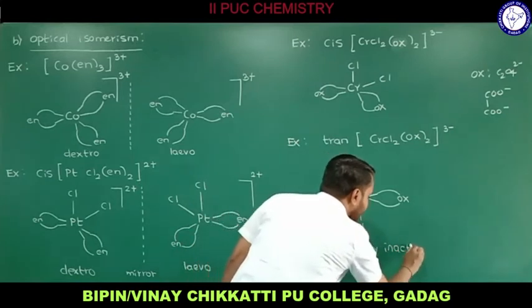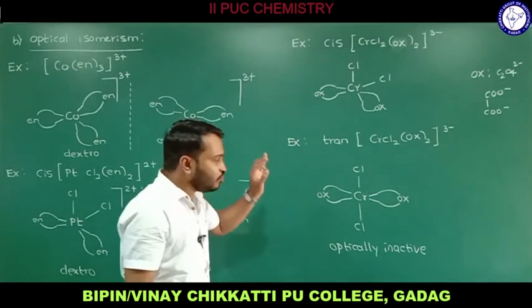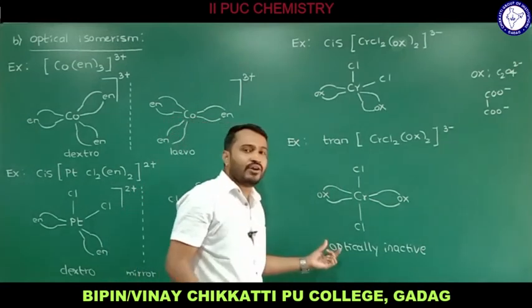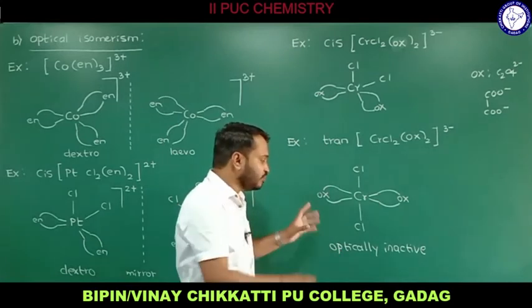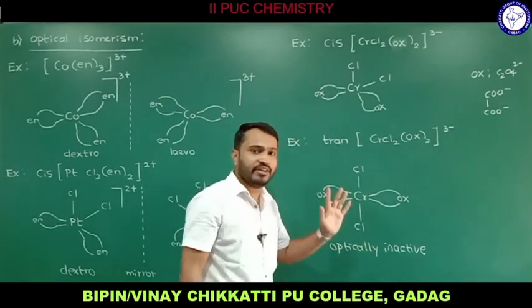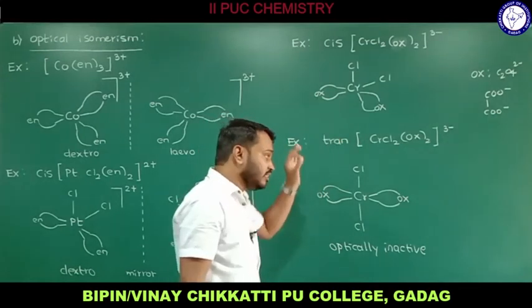Why is it optically inactive? Because there is no mirror image for this one. Since there is no mirror image, they are not non-superimposable. They are supposed to be superimposable. Therefore optically inactive it is, whereas the cis isomer is optically active. Try to understand the difference between that.